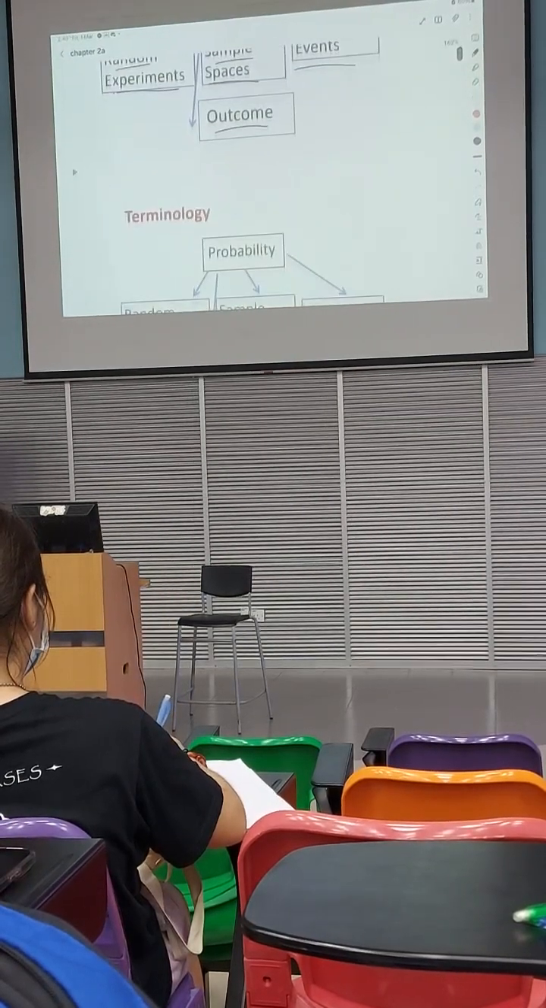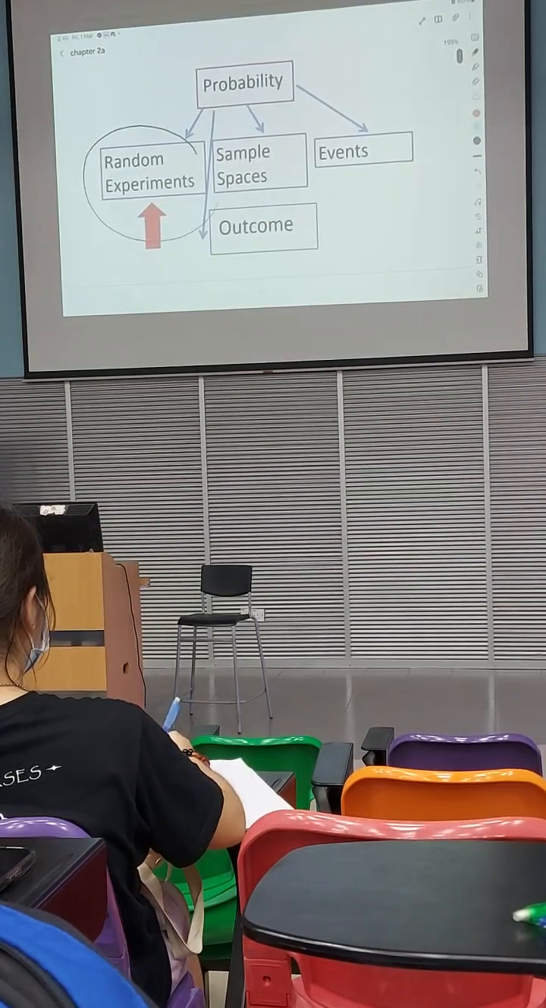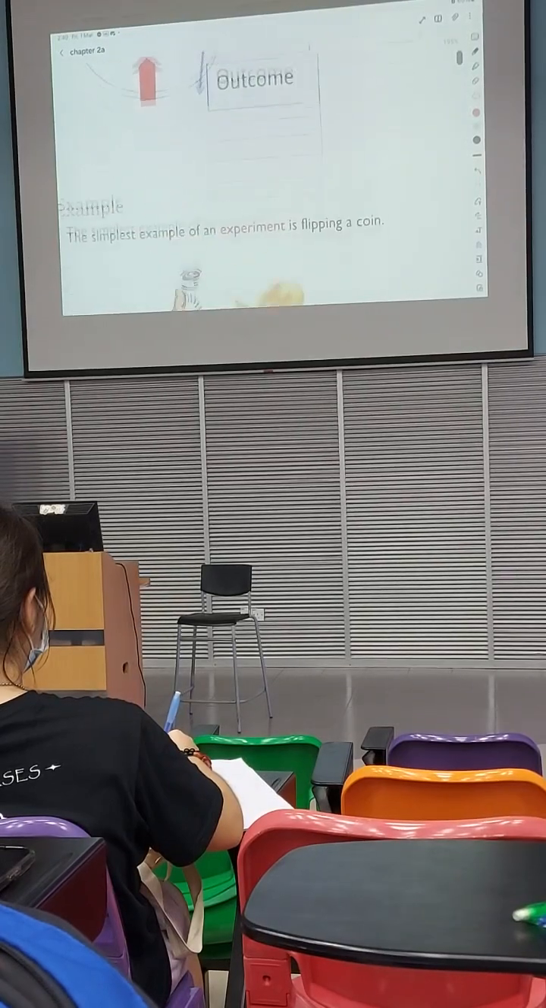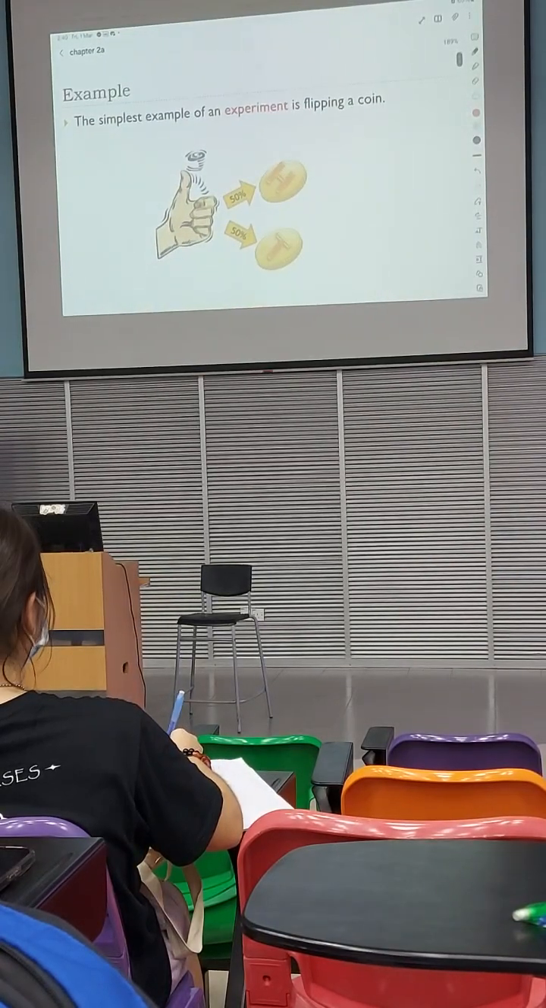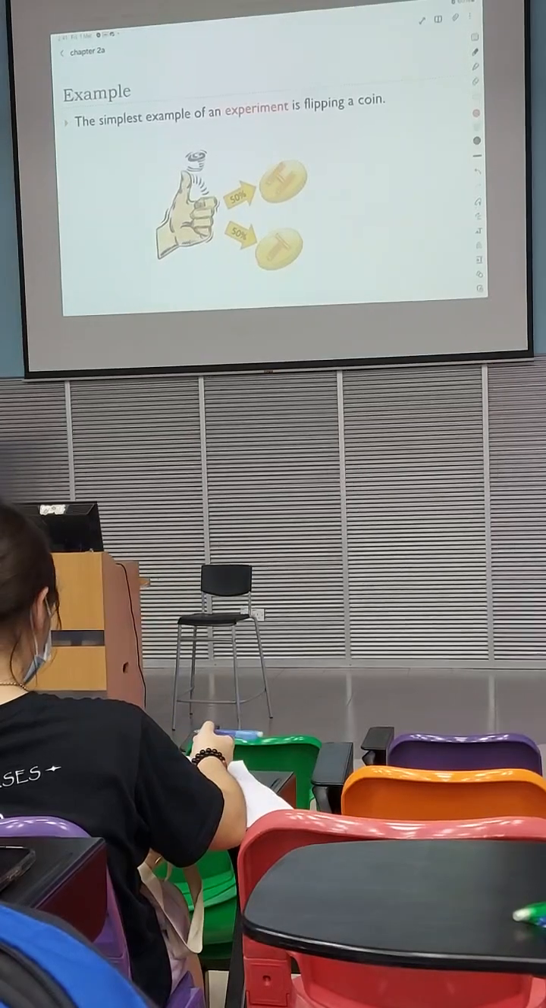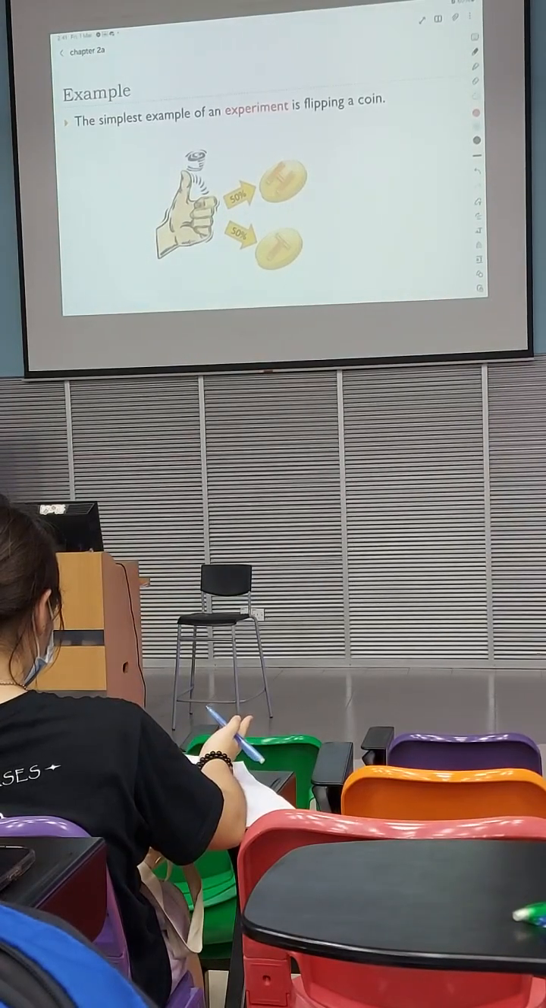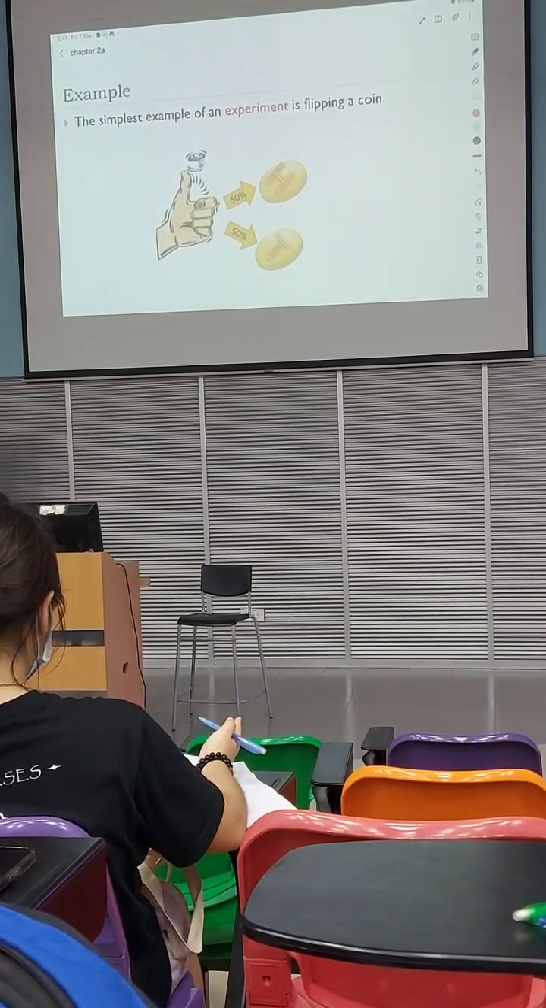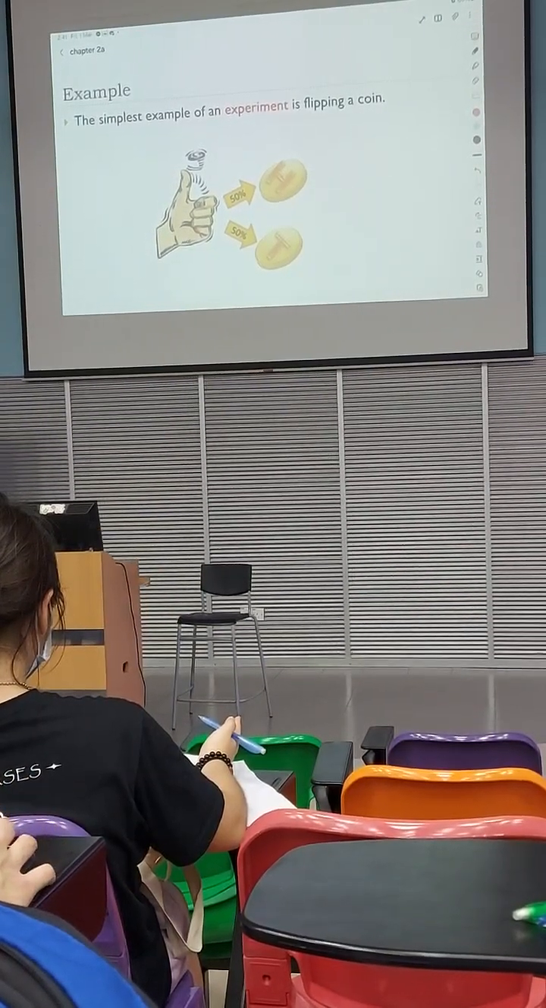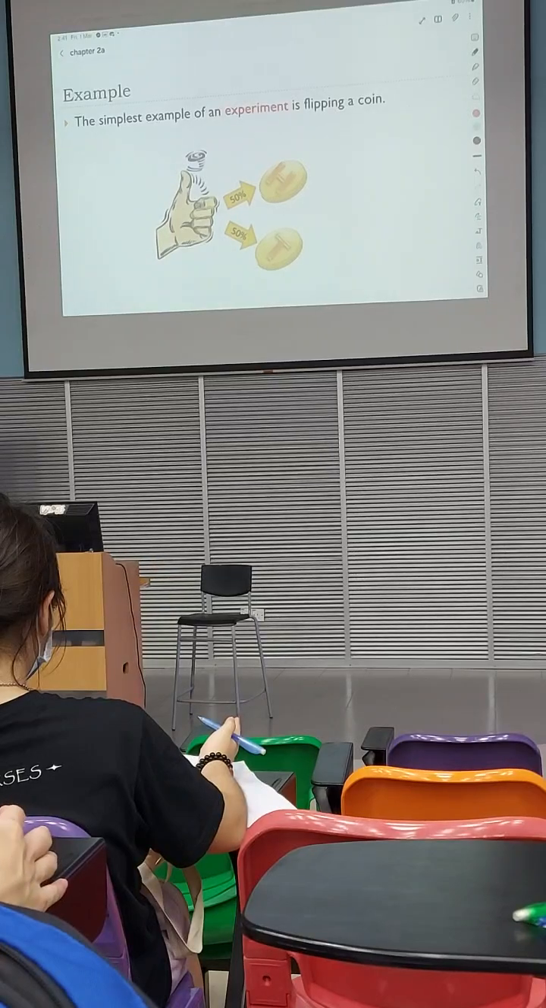First thing, let us have a look. What is called a random experiment? This is the simplest example that we can perform. For example, when you take out a coin and then flip it, whenever you are flipping a coin, you are performing an experiment. Actually, you are performing a random experiment.